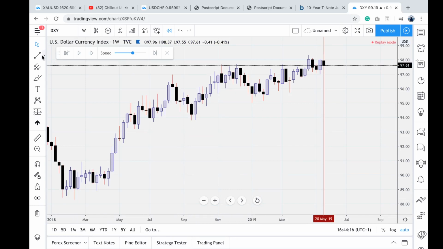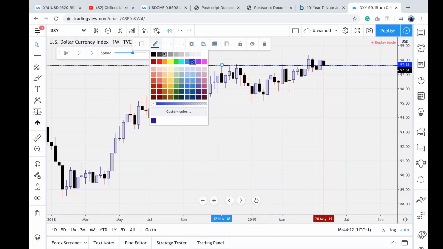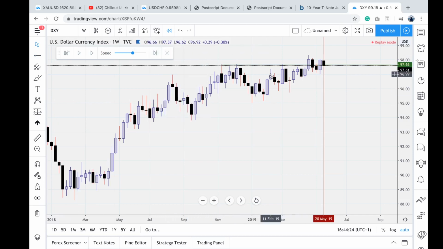Now if you look at DXY on the weekly basis, you can see that equal highs were just taken out. I'm going to use green colored lines for this. So equal highs were just taken out on the weekly basis. If price falls below the green line, that tells us that we could be in a potential bearish quarterly shift before the continuation for the long-term move up.